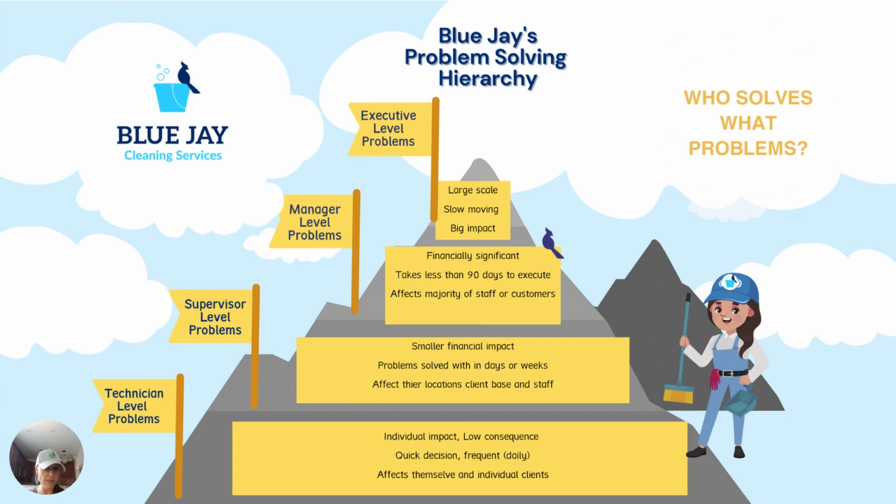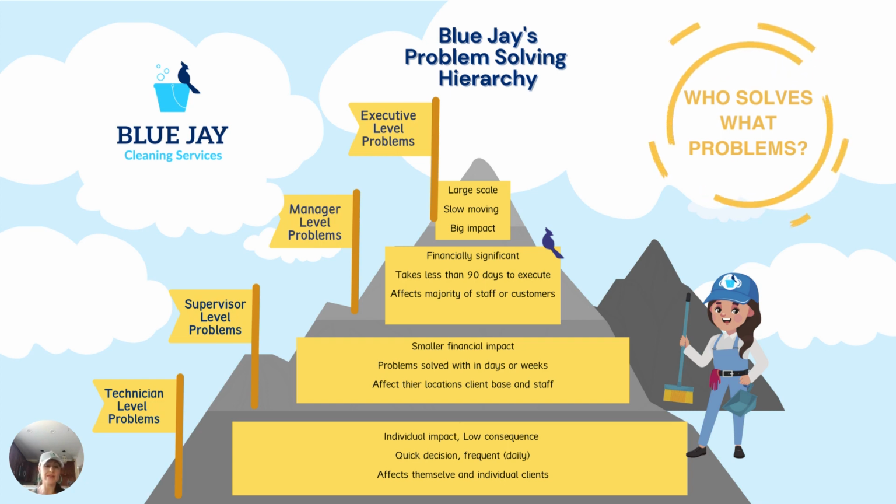So, supervisor level problems. These have a smaller financial impact, and the problems generally take some days to a few weeks to solve. It affects that supervisor's specific location, their specific client base, and their staff. Manager level problems are financially significant. They generally take 90 days or less to solve, so it could take up to 3 months for some of these problems. It does affect the majority of the staff or customers in their region, and they are definitely some deeper level problems that take a bit longer to solve.